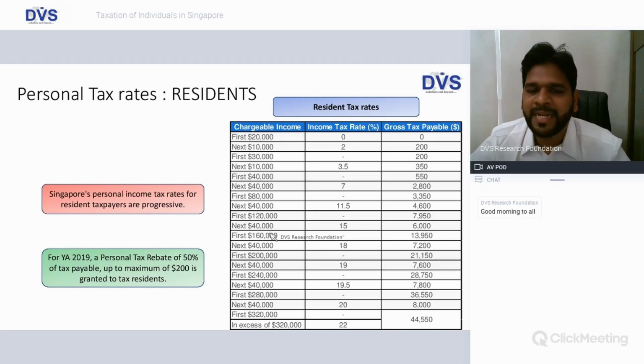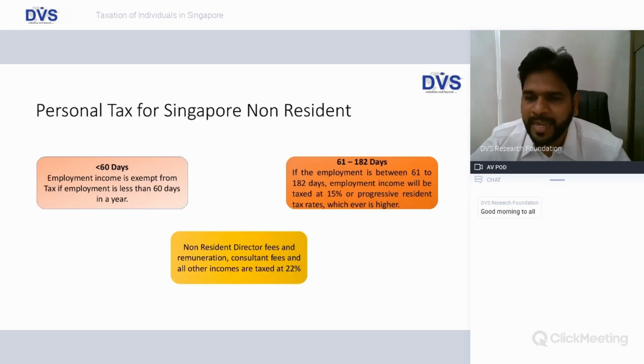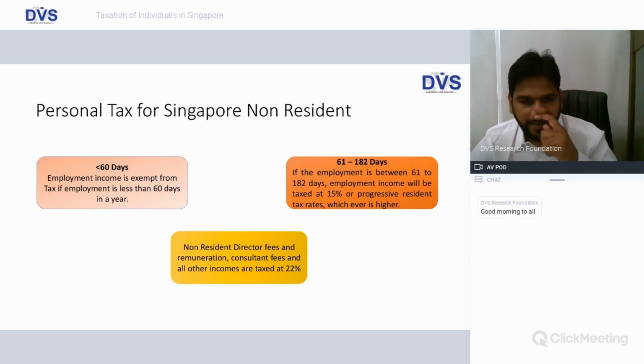And let's assume that his salary is $200,000. In the case of the $200,000, he'll be charged at a higher tax rate for that excess amount, to the tune of 18%, and it can go up to 22%. So unlike a resident, where the progressive tax rates go from 0 to 22%, in the case of a non-resident, it will be from 15 to 22%. So 15% is the bare minimum tax a non-resident will have to pay.